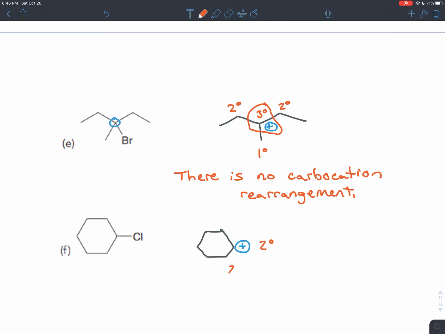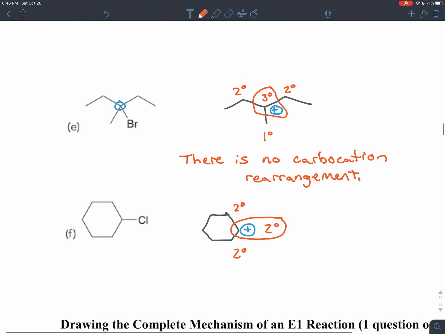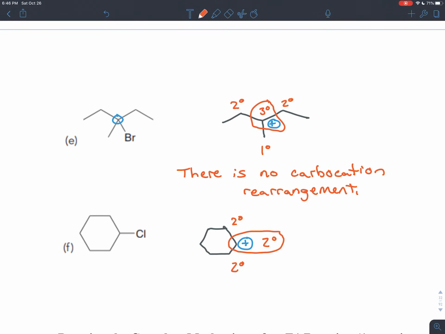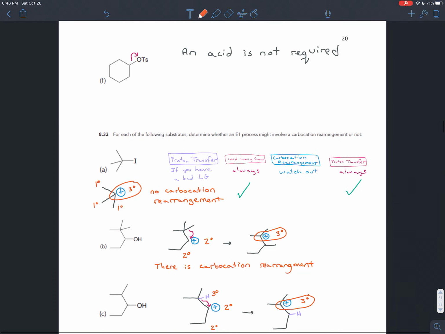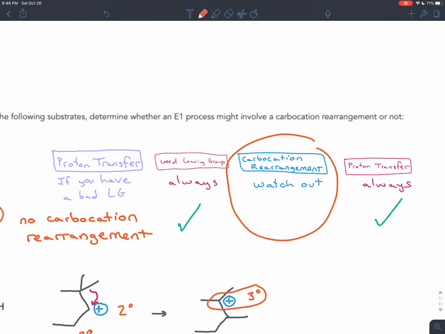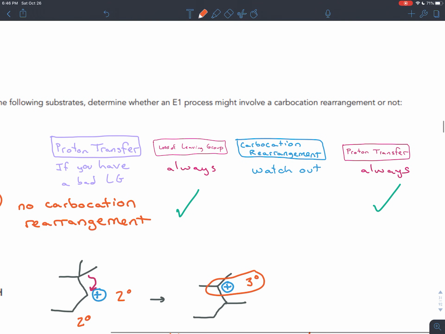The carbon below it, also bonded to 2 other carbons, so it's secondary. The carbon above it, also bonded to 2 other carbons, so it is also secondary. So the carbocation is already on the most stable position it could be on, so it doesn't have any reason to move, and there is no carbocation rearrangement for this molecule. So hopefully this gives you a little bit extra exercise in watching out for this middle step.